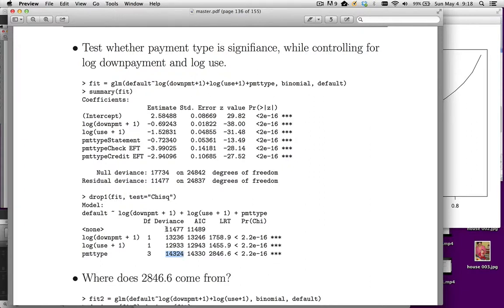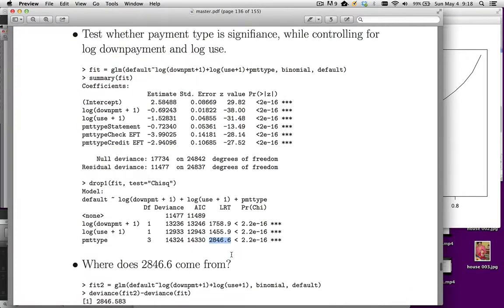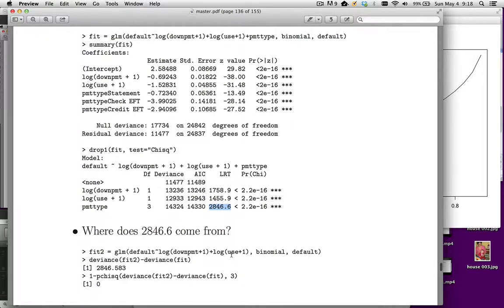Now, the deviance of the full model is 11,477. If I subtract these 2 from each other, I get the likelihood ratio test statistic. This has a chi-square distribution with 3 degrees of freedom. And if we go look that up, it's very highly significant.